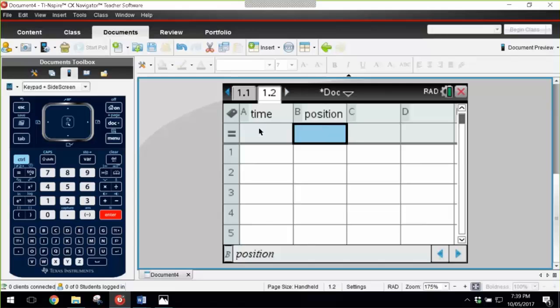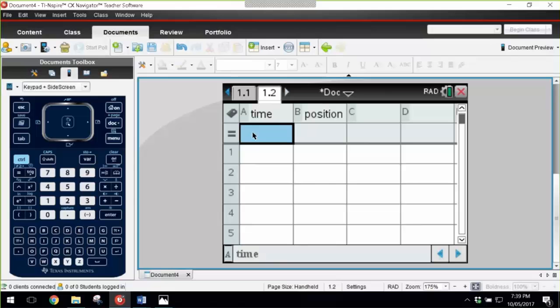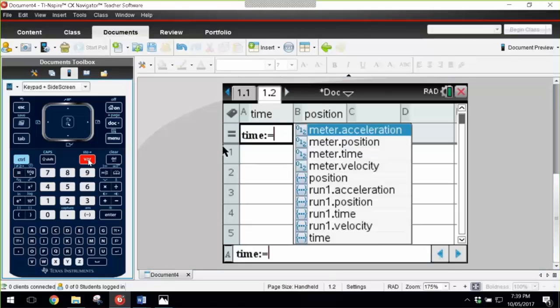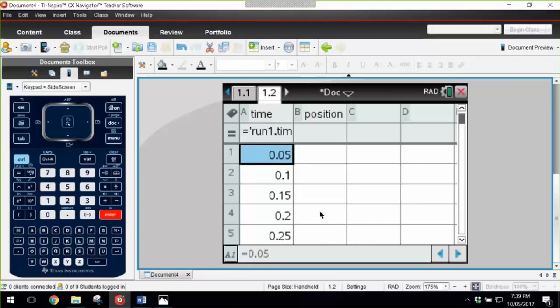And in this particular cell for the column, I'm going to press equals, press the variable keypad, and say, can I grab the data? And then you'll see run one time. So I can click run one time, and there we have our data. Then the same thing with position, press equals, I can refer to it. You don't really need to call it time and position, but to show you another opportunity.